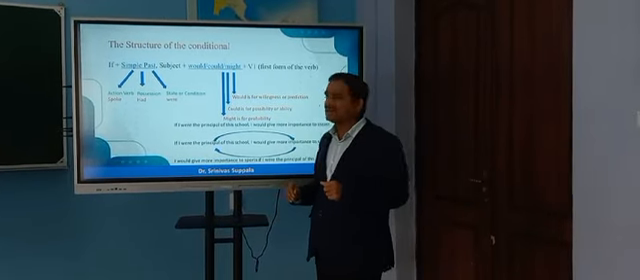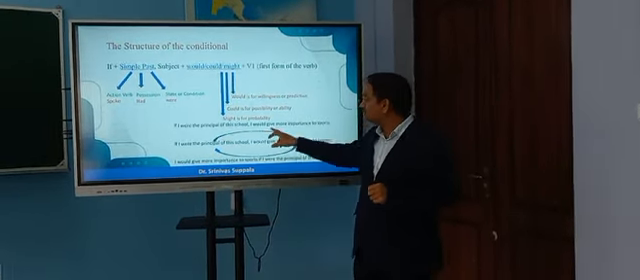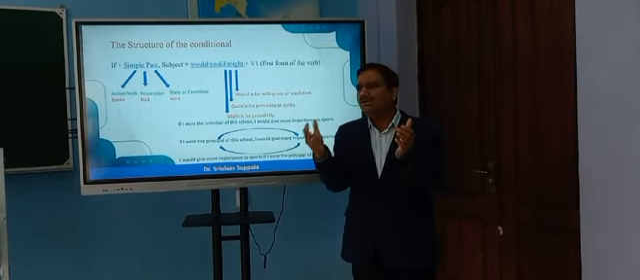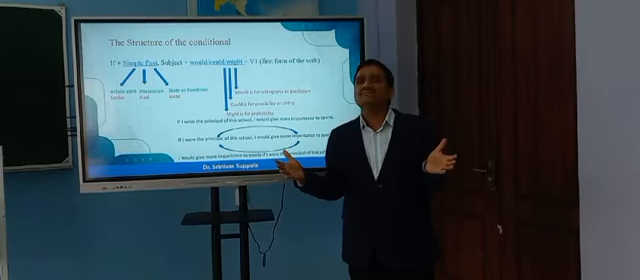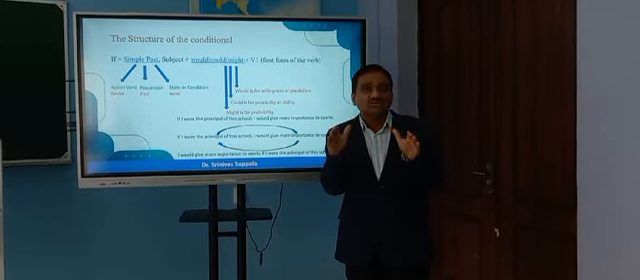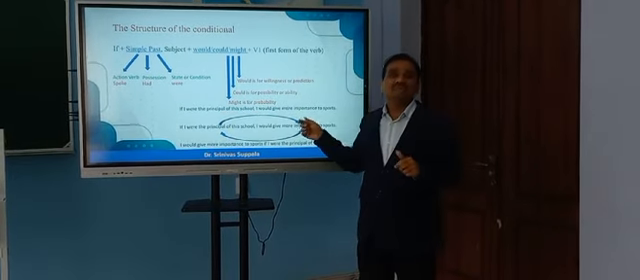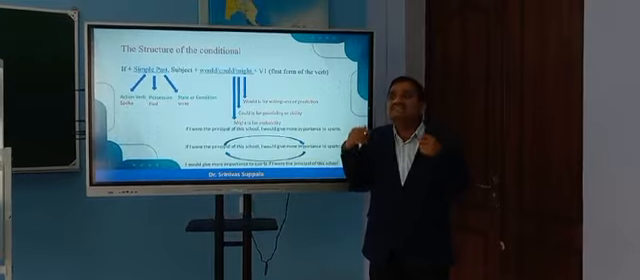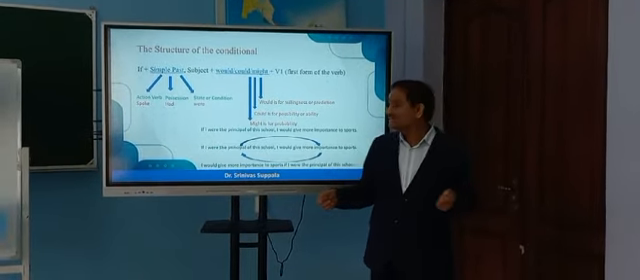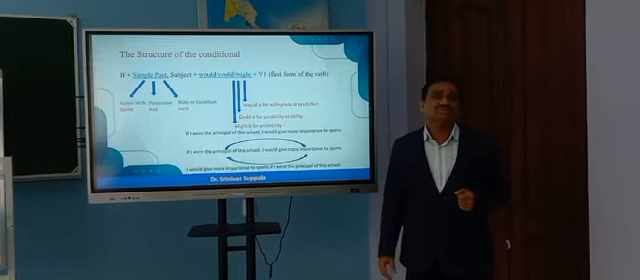Now look at this example, you will understand better. If I were the principal of this school, I would give more importance to sports. We all know well, most of the time schools give utmost importance to studies, they ignore sports. So if I were the principal means I am not the principal. So this is unreal or imaginary. Then how would I react? I would give more importance to sports.